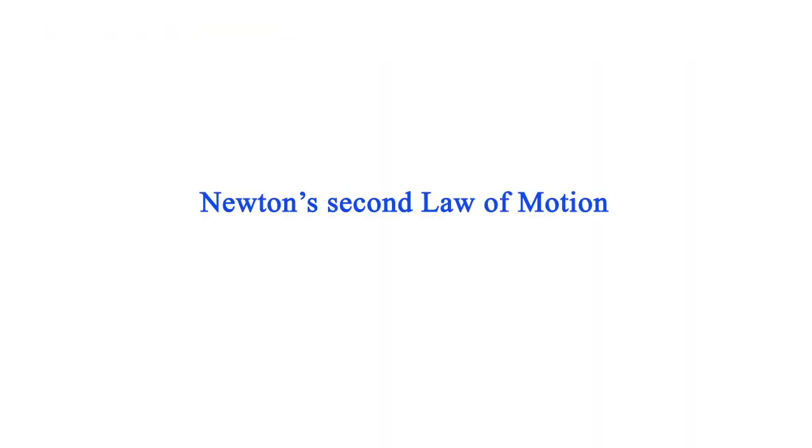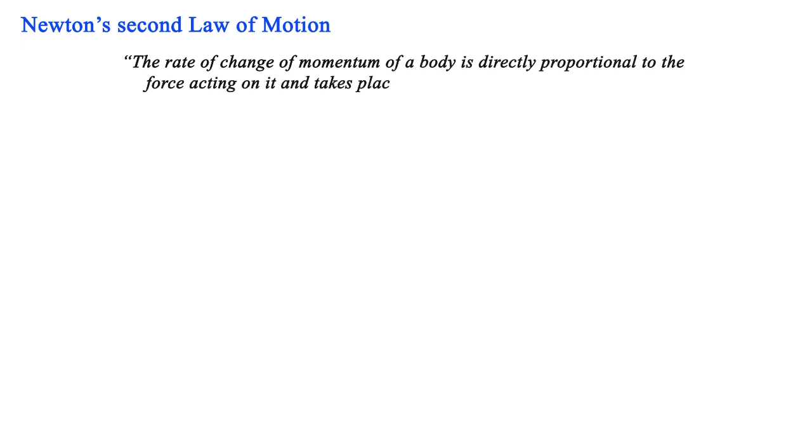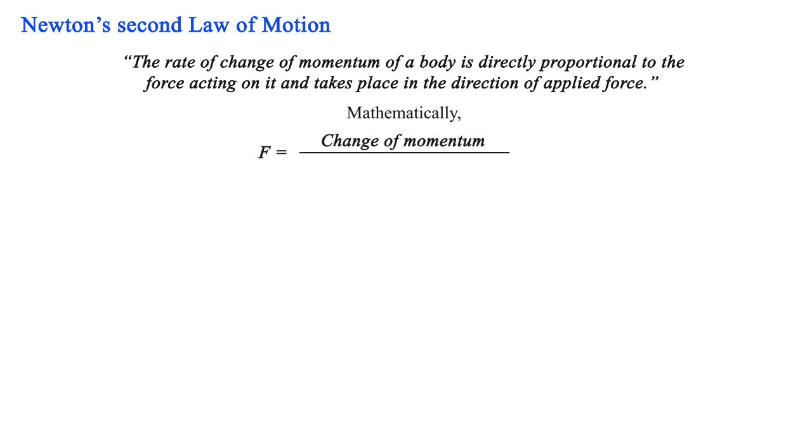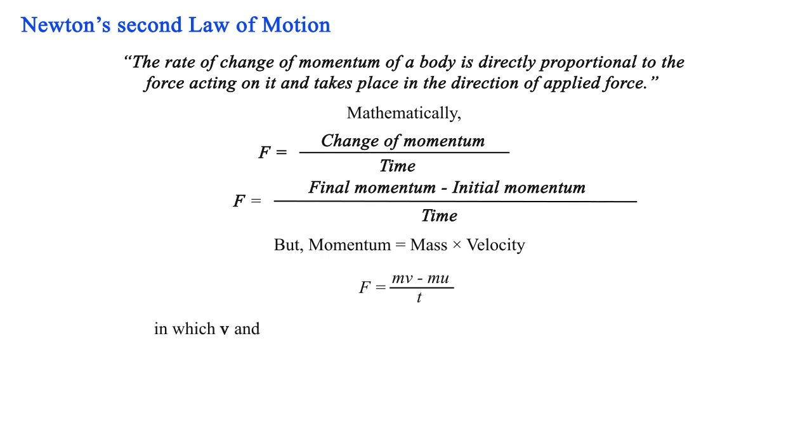Newton's second law of motion. In Newtonian mechanics, the most important law is the second law, which states that the rate of change of momentum of a body is directly proportional to the force acting on it and takes place in the direction of the applied force. Mathematically, force is equal to the change of momentum with respect to time and can be written as force F is equal to final momentum minus initial momentum with respect to time t. But momentum is equal to mass into velocity. Then the above equation becomes force F is equal to mv minus mu divided by time t, in which v and u are the final and initial velocity of the body respectively.